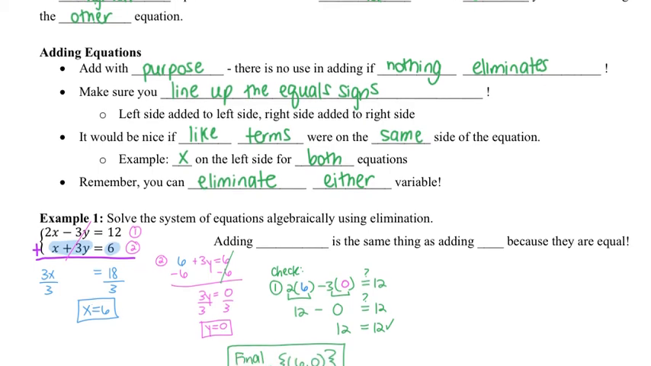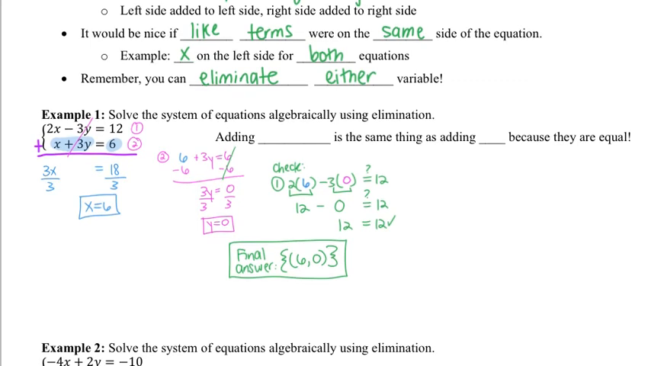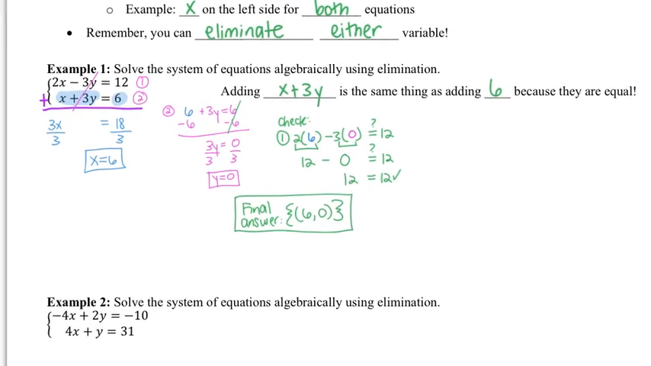All right, so let's do another example. Oops, I forgot to put this down here. Adding x plus 3y is the same thing as adding 6 because they are equal. All right, so let's go on to example number 2.